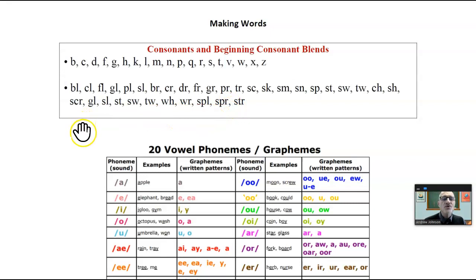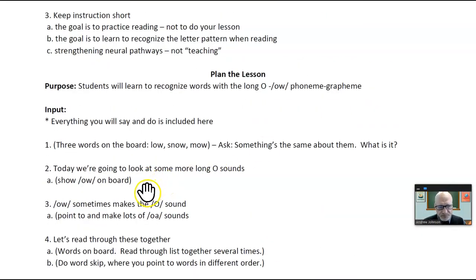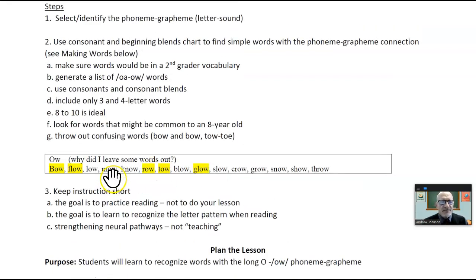What I do with the OW, O, I just start looking for letters. Bo, do, fo, go, lo, mo, no, po, ro, sto, to. That's how I get words to use to teach examples, or exemplars as they're called. So I have done that. I'm generating a list of long O, OW words. And I have to make sure they're in a second grader's vocabulary when I generate these lists of words. So I use the consonant blend chart.